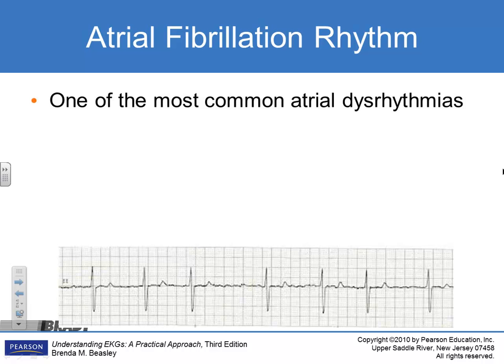All right. One of the most common atrial dysrhythmias. We see this a lot in your elderly population. For some reason, they just get a lot of AFib. A lot of times it has to do with problems with the sinus node, electrolyte imbalances, things of that sort. But it's not uncommon at all.